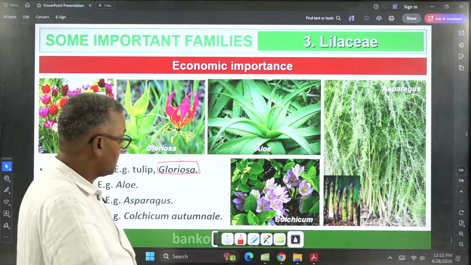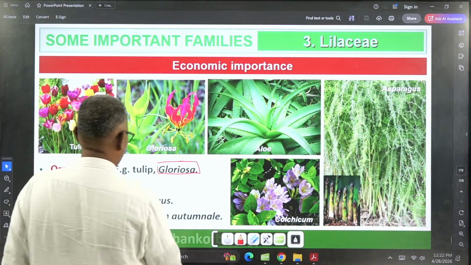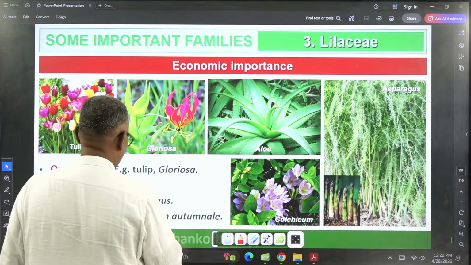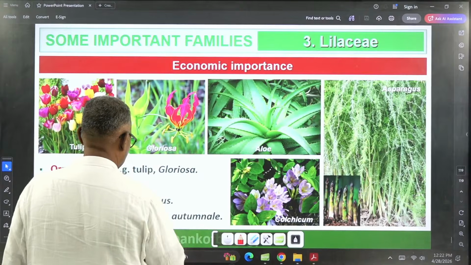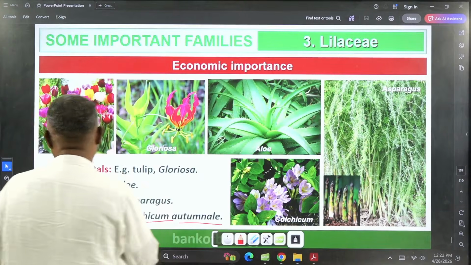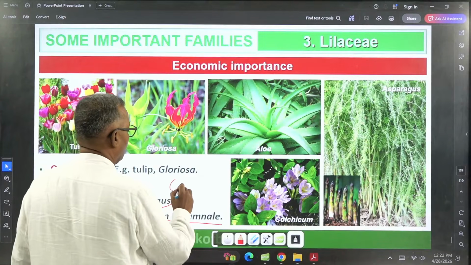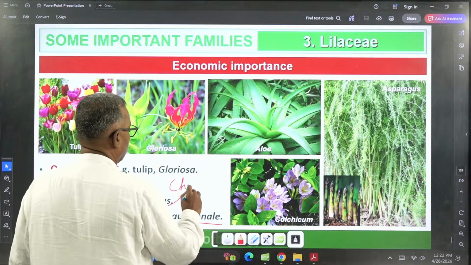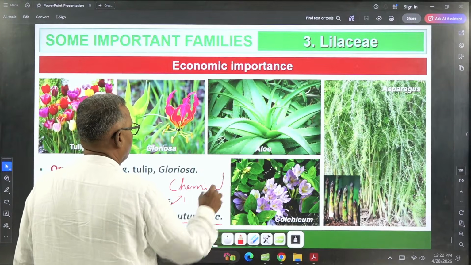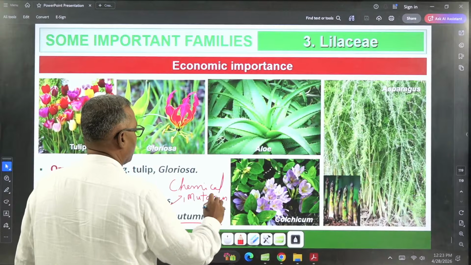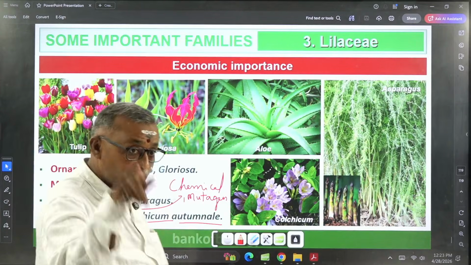Then the most important example, Colchicum autumnale. From this Colchicum autumnale, we are getting a chemical mutagen called colchicine. So it is a chemical mutagen. Mutagen means it is a chemical that causes mutations.